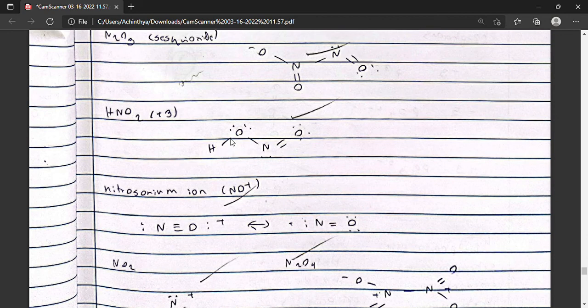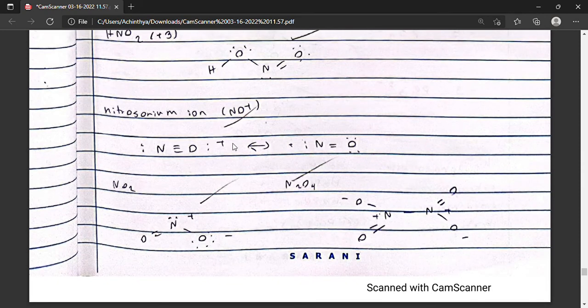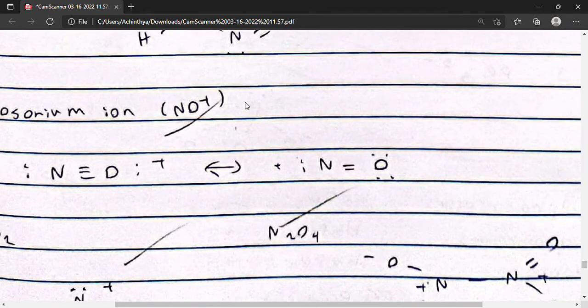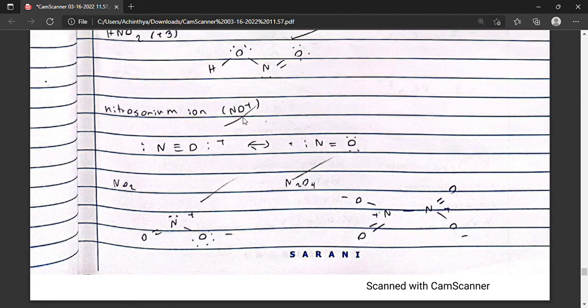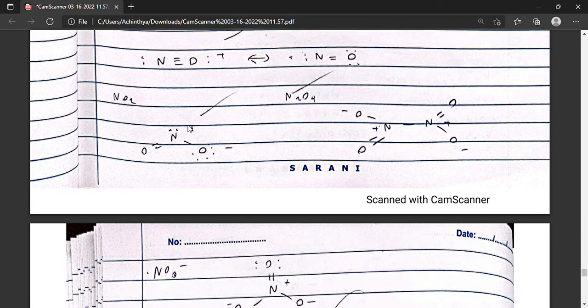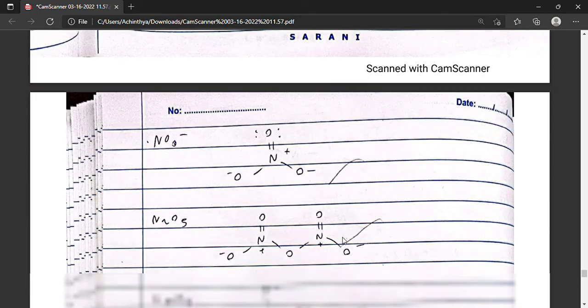Now this is nitrous acid with an oxidation state of +3. This is the nitrosonium ion, NO plus, +1, and it exists in this resonance state. This is NO2, nitrogen dioxide. You can see it has a odd electron and it can stabilize itself as N2O4 in the right conditions.